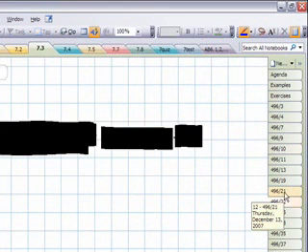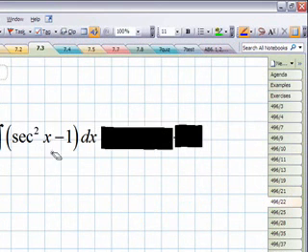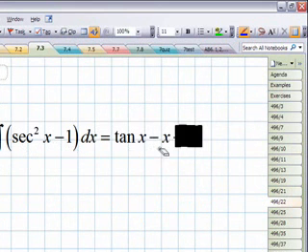Integral of tan squared dx, Pythagorean identity. Tan squared is the same as secant squared minus 1. Integrate each piece, and you get tan x minus x plus c.